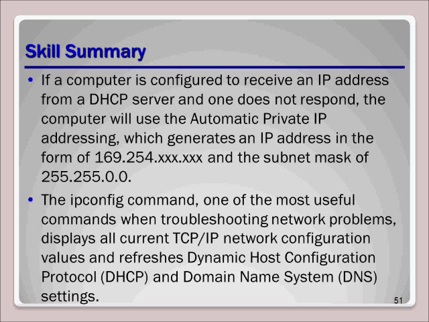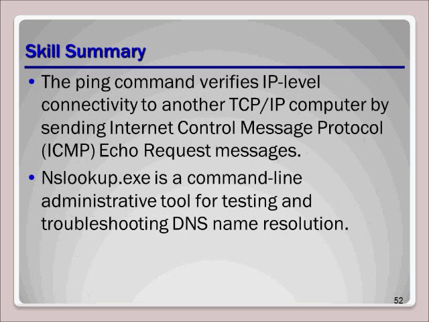The ipconfig command, one of the most useful commands when troubleshooting network problems, displays all current TCP/IP network configuration values and refreshes Dynamic Host Configuration Protocol and Domain Name System settings. The ping command verifies IP level connectivity to another TCP/IP computer by sending Internet Control Message Protocol, or ICMP, echo request messages. nslookup.exe is a command line administrative tool for testing and troubleshooting DNS name resolution.